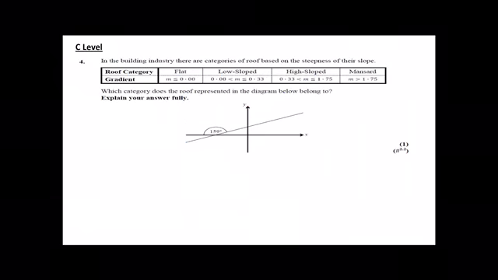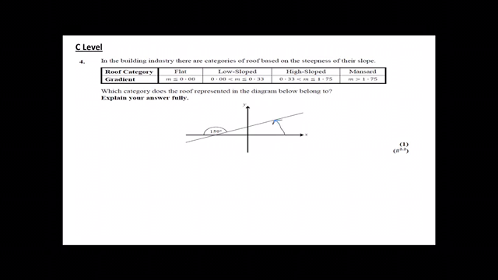Final question in the C-level questions, question 4, says that in the building industry there are categories of roof based on the steepness of their slope. We're given a table which defines them and we're asked which category the roof represents in the diagram below. So we're given a picture. In that picture, we've got the negative angle. Okay, so that 159 is your negative angle. Positive direction would start here and travel over.